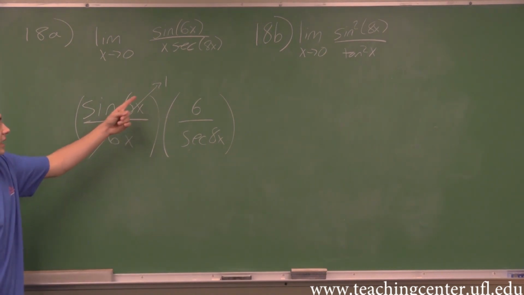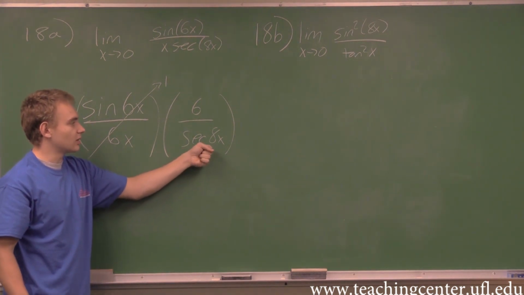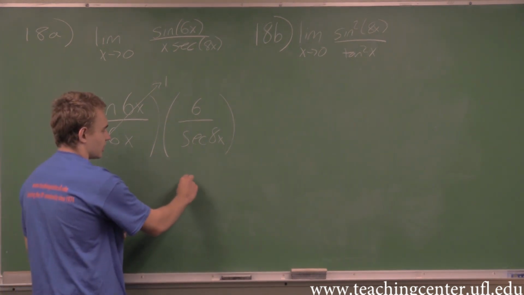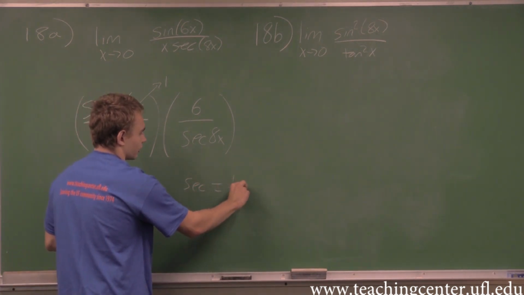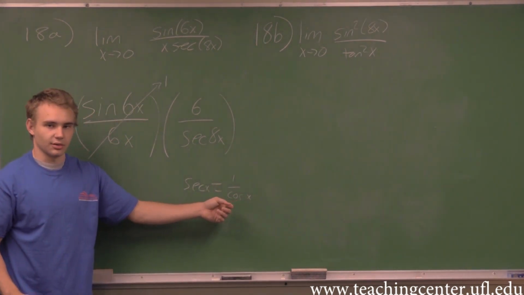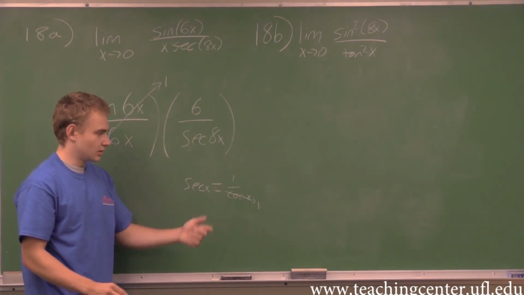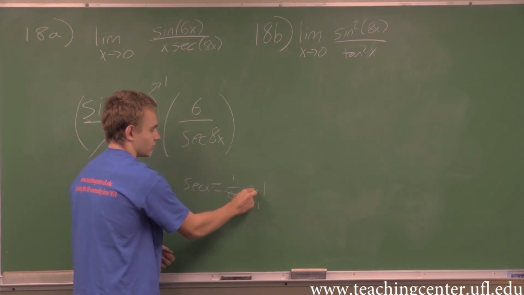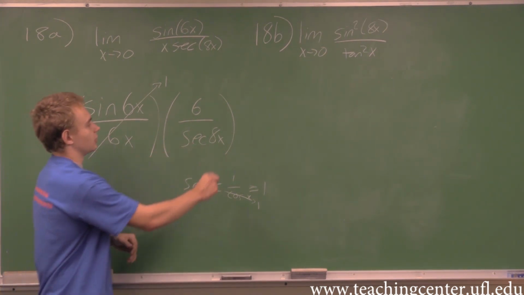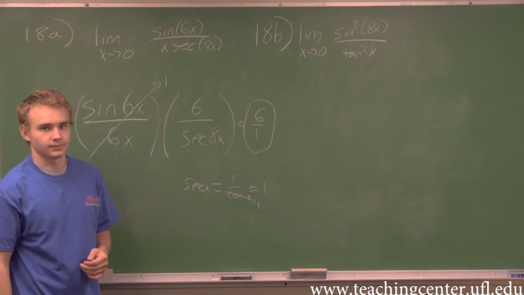It's really cool. I like that a lot because now let's see what happens if x goes to 0. Well, secant of 0 is 1, because secant is equal to 1 over cosine, and cosine of 0 is 1. So that goes to 1. So 1 over 1 is equal to 1. Last I checked, 1 over 1 is 1. So this is equal to 6 over 1. So my answer is 6.